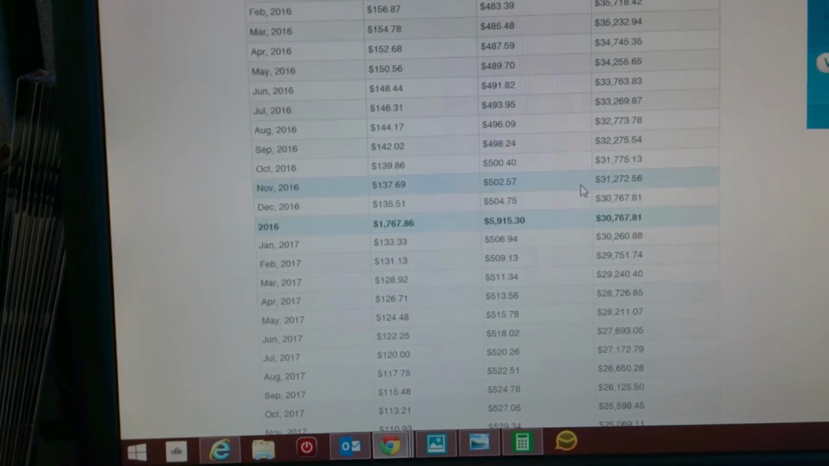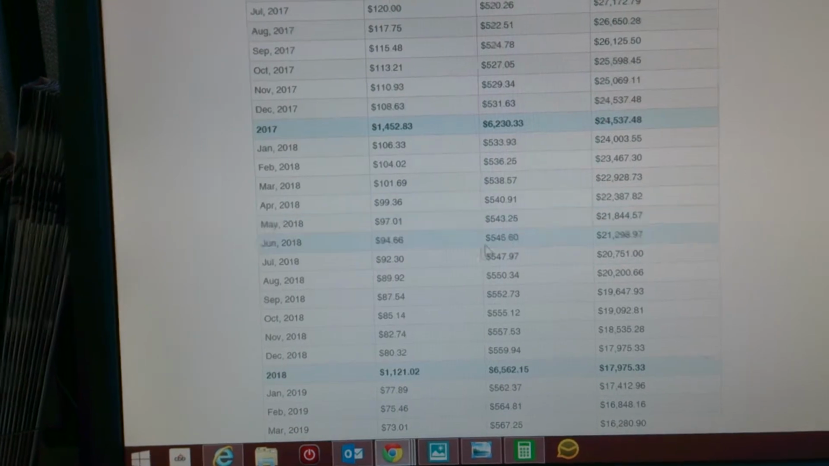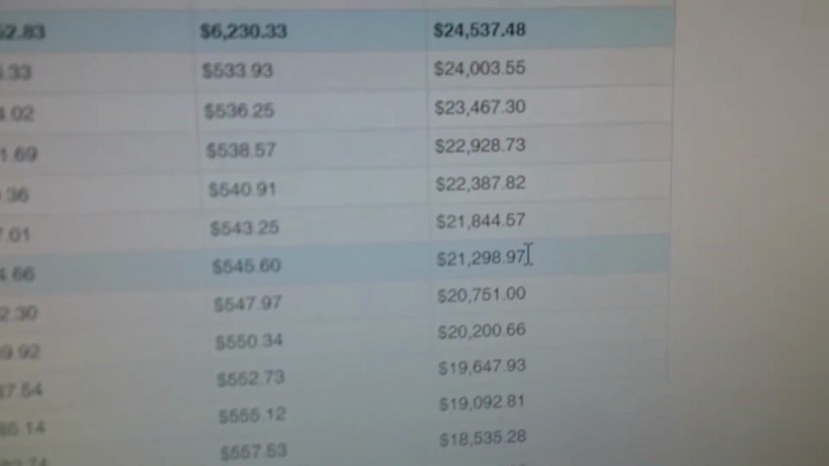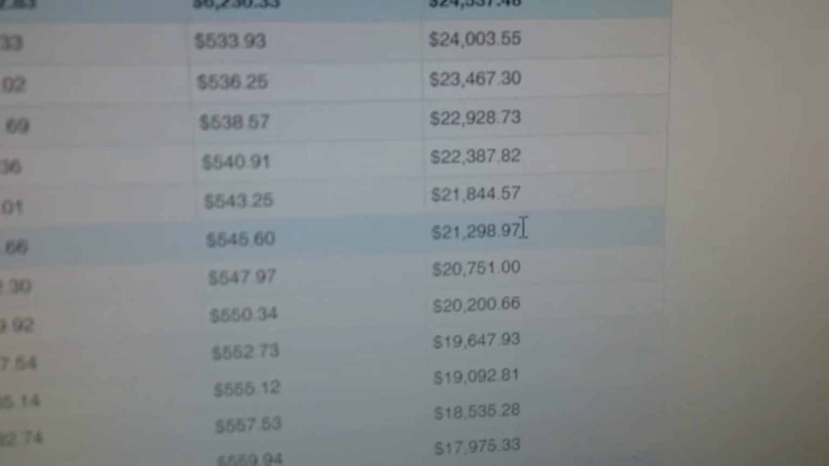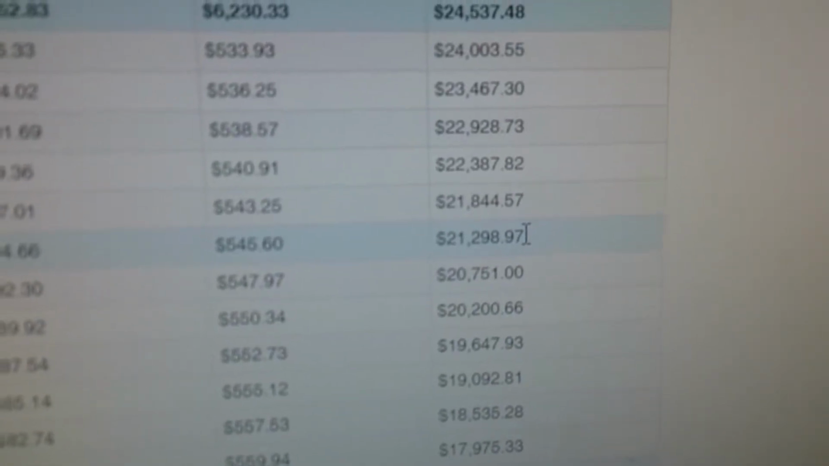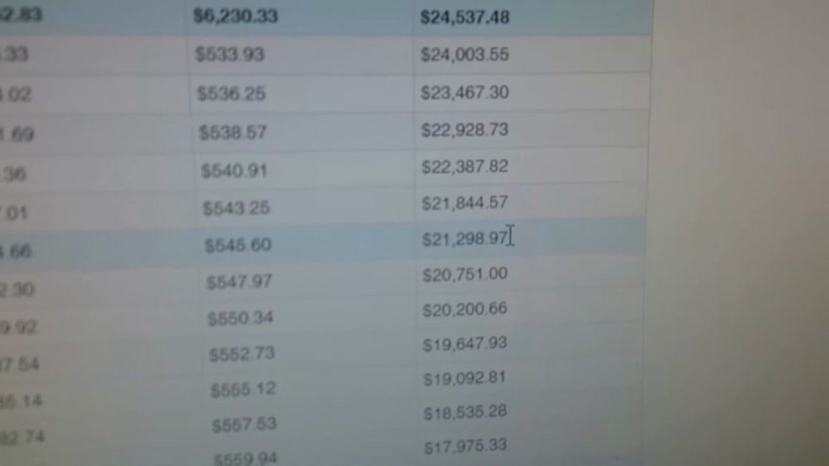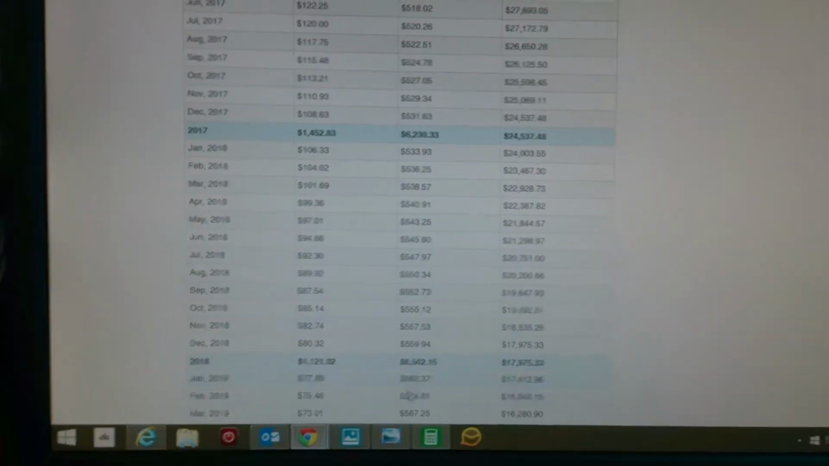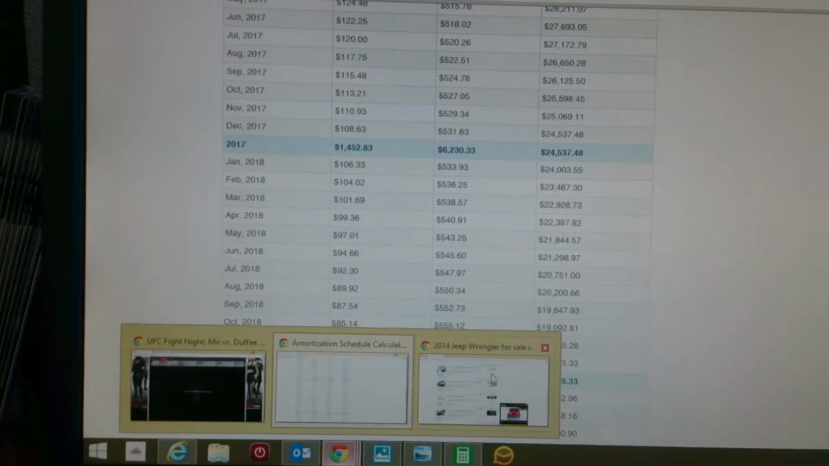Now, when I bought my Jeep, I knew that by June 2017, I'm only going to owe $21,000. That's only 2 years from now. That's not very long from now. Now, June of 2017 puts my vehicle at a 3-year-old Jeep Wrangler. So then you go back to Auto Trader.